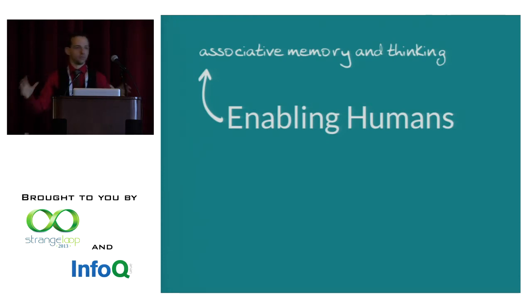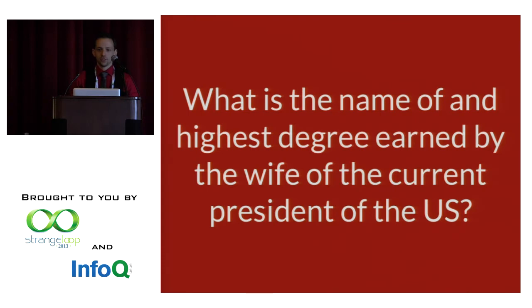I want to do a little experiment here. Since we have a lot of humans in the room, I figure we do a little experiment to demonstrate that. I brought two queries that I want you to have a look at. The first question is: what is the name of and the highest degree earned by the wife of the current president of the United States of America? Anybody know? Michelle Obama. Exactly. Michelle Obama, and she has a JD.